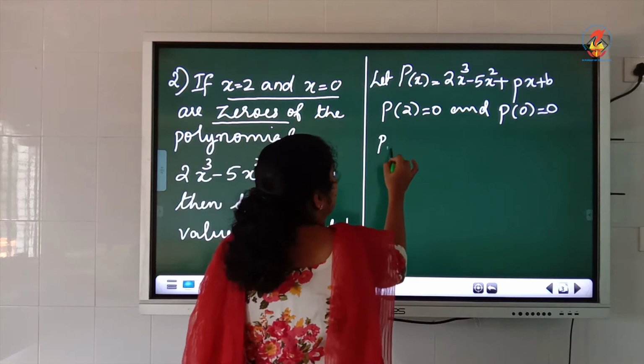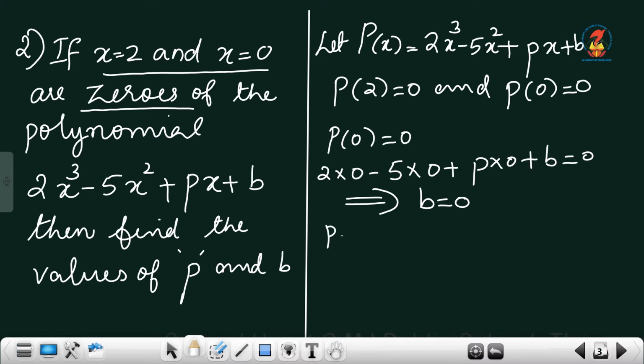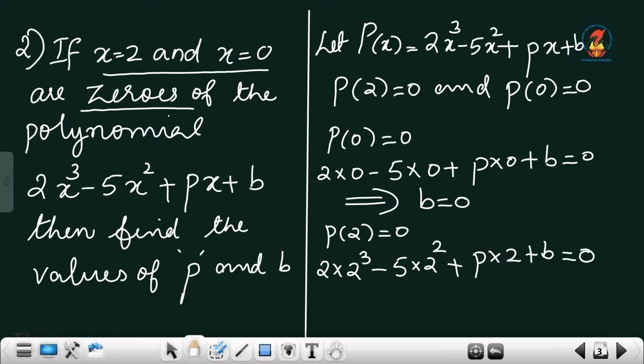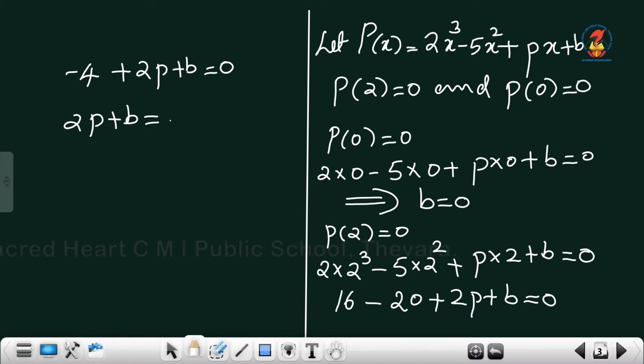So first we can take p of 0 equal to 0. So 2 into 0 minus 5 into 0 plus p into 0 plus b equal to 0. This implies that b equal to 0. Then p of 2 equal to 0. So instead of x we are giving 2. So 2 into 2 cube minus 5 into 2 square plus p into 2 plus b equal to 0. So this is equal to 16 minus 20 plus 2p plus b equal to 0. This means that minus 4 plus 2p plus b equal to 0. So this means that 2p plus b equal to 4.